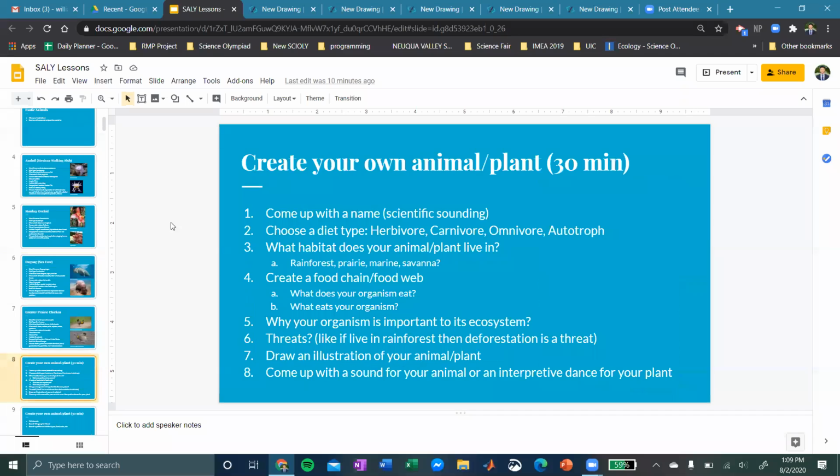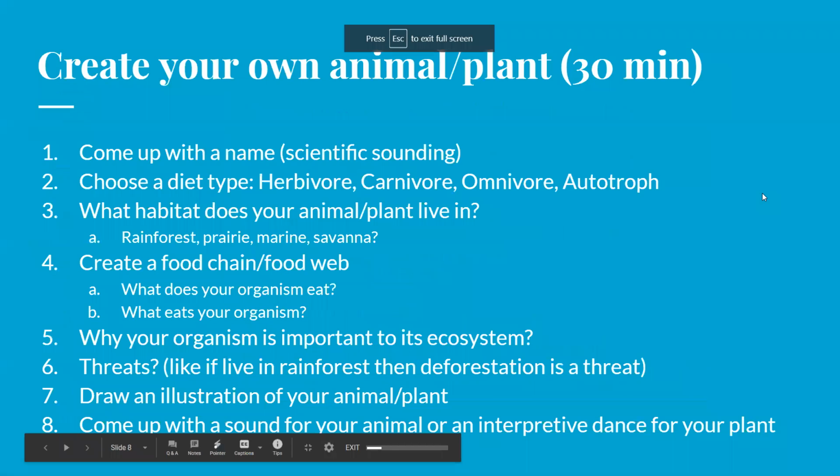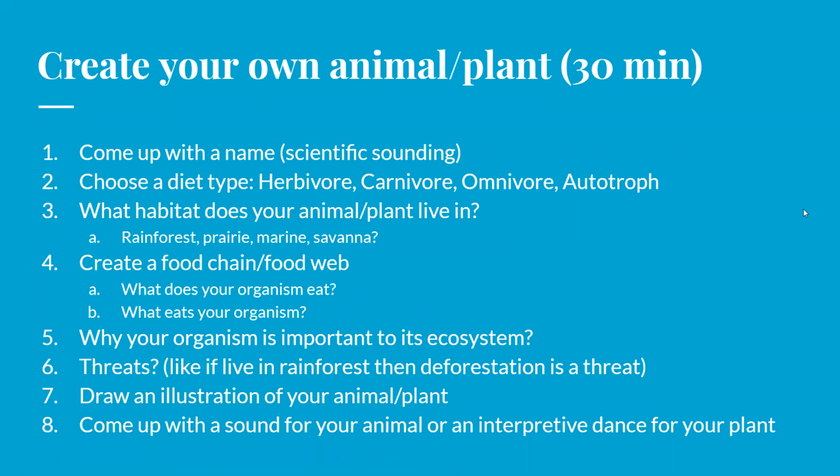And then now we will talk about how you are going to create your own animals and plants. Okay, so first of all, you will all choose a scientific sounding name if you so choose, like axolotl, right? That's a pretty scientific sounding name. And then you will choose a diet type for your animal, such as herbivore. If you remember, we learned about herbivores. Those are organisms that eat plants, or carnivores, which are organisms that eat other organisms. And then omnivores, which eat a combination of plants and other animals and organisms.